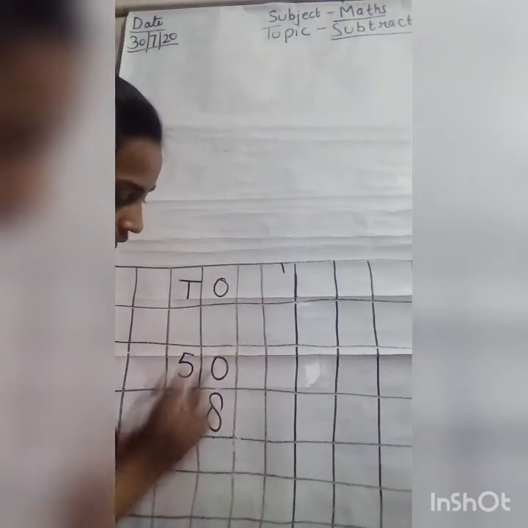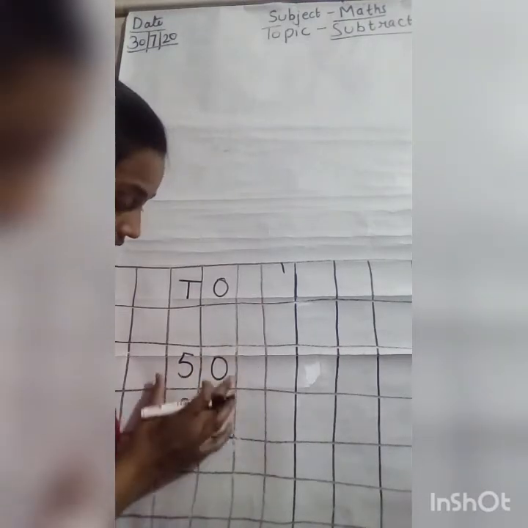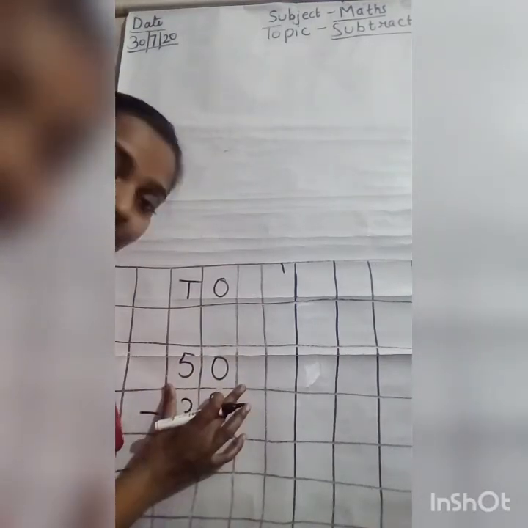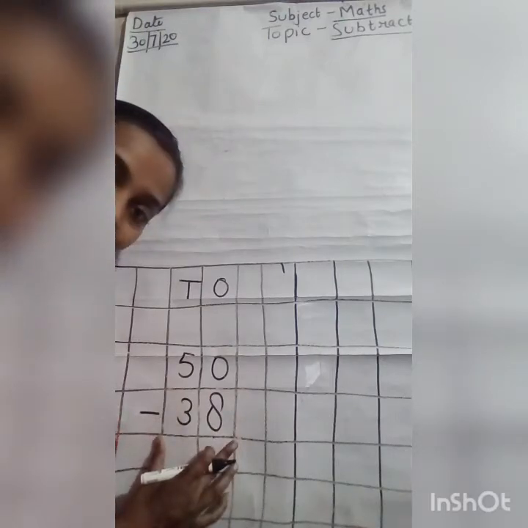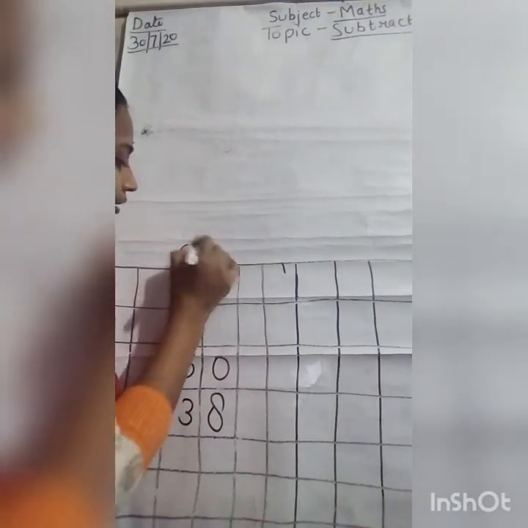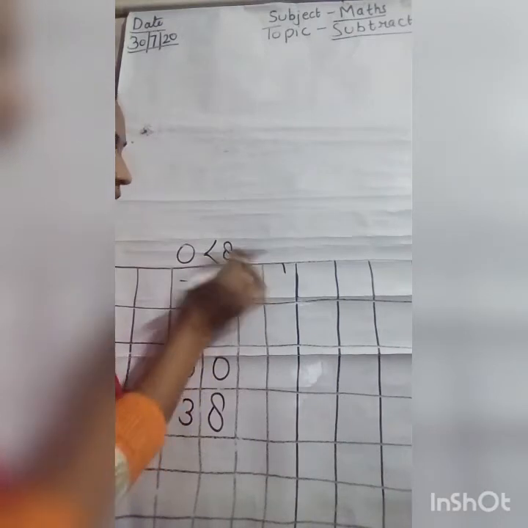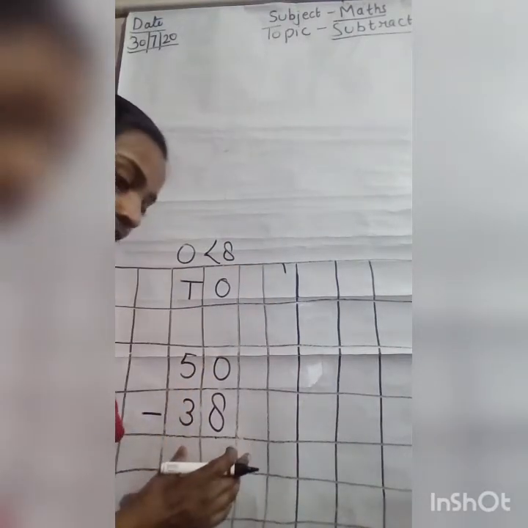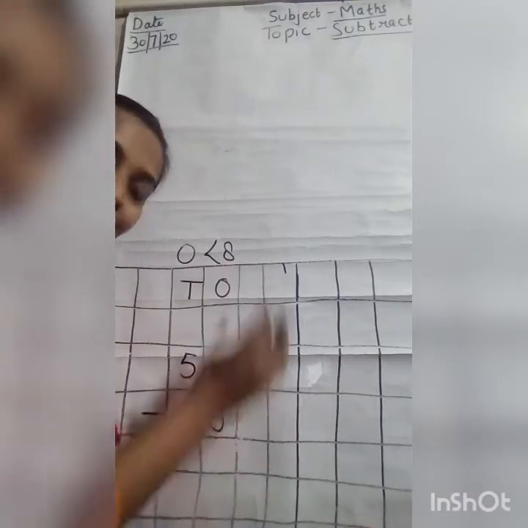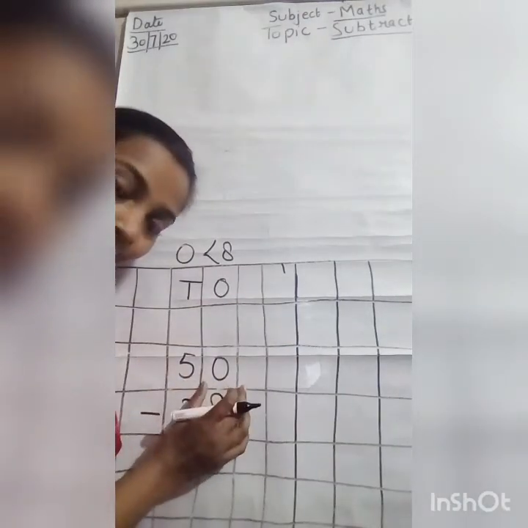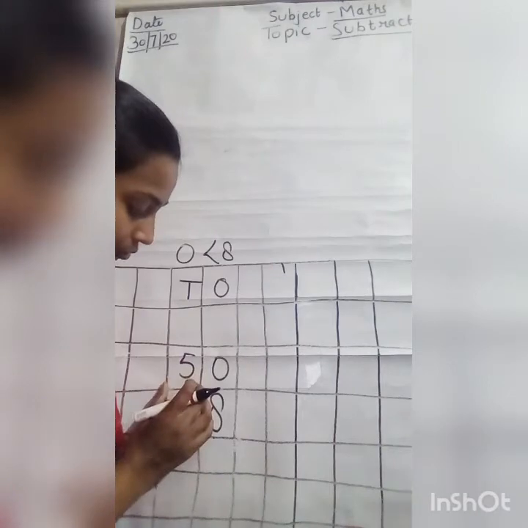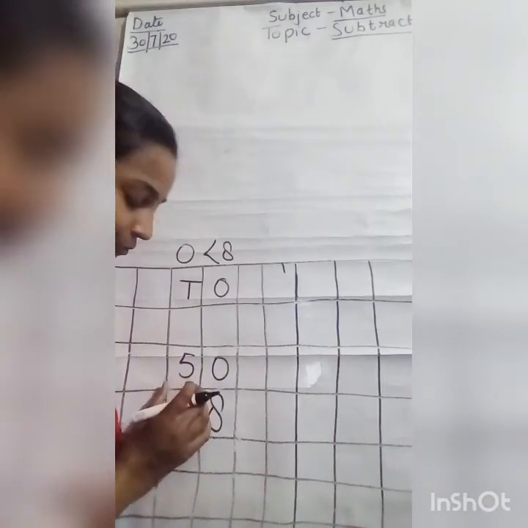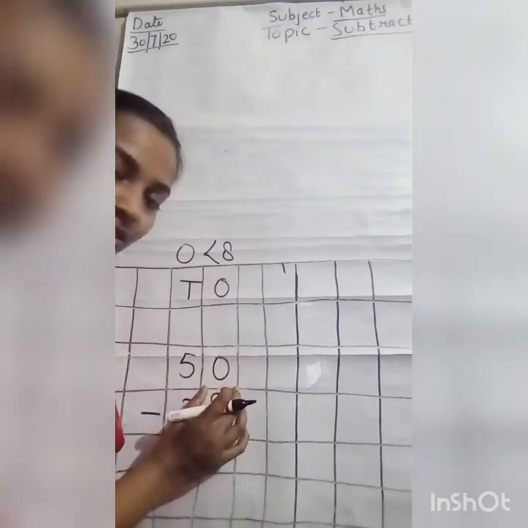Now children, in this question I am telling you again that always start from the ones column. Here is 0 and here is 8. 50 is greater and 38 is smaller, so 0 is smaller than 8. So how do we subtract this? We have to take a borrow, where 0 takes a borrow from 5 tens. This is 5 tens and this is 0 ones.